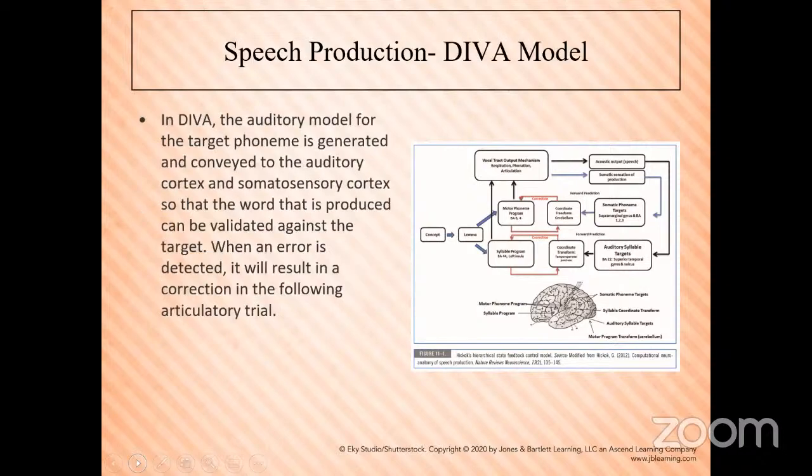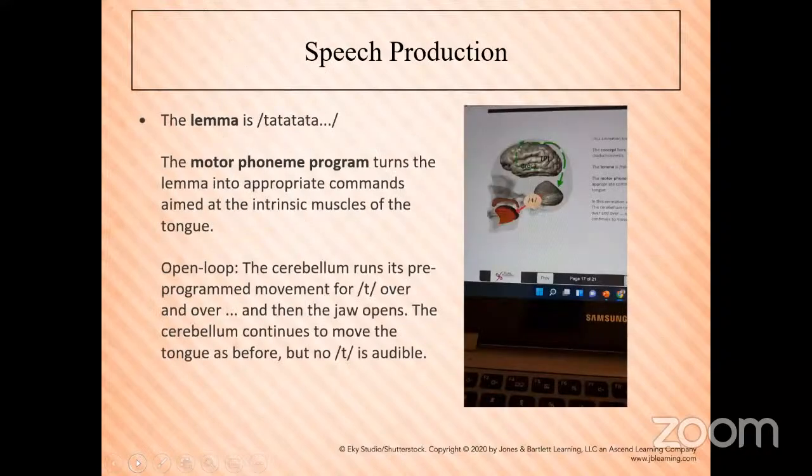In this DIVA model, the auditory model for the target phoneme, when it is sound, it is phoneme, when it is written, it is grapheme, is generated and conveyed to the auditory cortex and the somatosensory cortex, so that the word that is produced can be validated against the target. When an error is detected, it will result in a correction in the following articulatory trial. So this circuit, which I've been showing again and again, is very important.